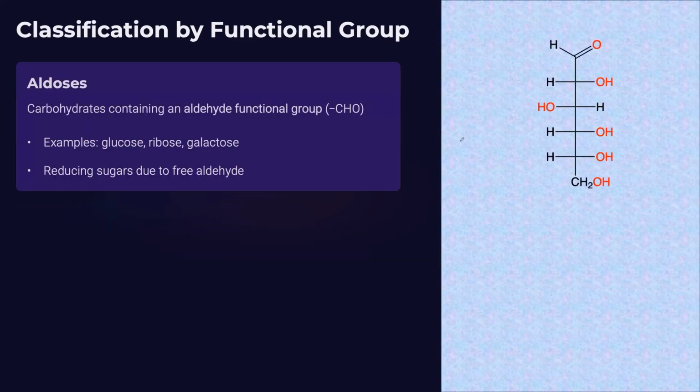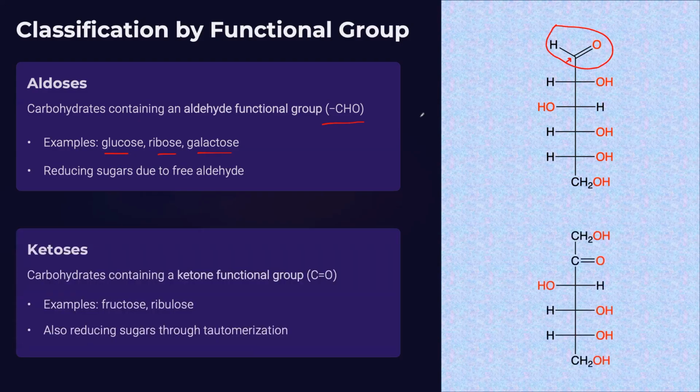Now let us briefly look at the aldoses. We can classify carbohydrates in many ways. One way is looking at the functional group. In this case, it's aldehyde, which is a CHO group, as shown here. Examples include glucose, ribose, galactose. Because when these structures are dissolved in water, they have some equilibrium with the open chain structure, which we will also learn later, they have a free aldehyde.